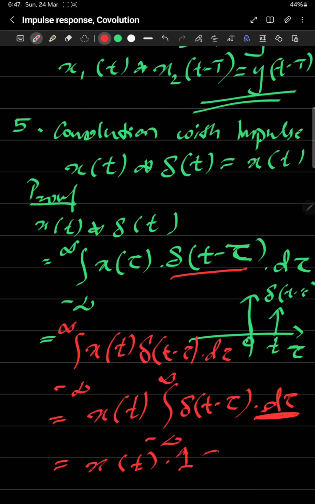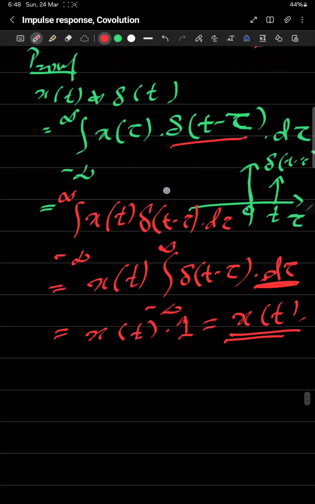Area under impulse will be 1. So you can say that this is equal to the RHS, x of t. So you can see that the integration, convolution with delta of t, your result will be simply x of t. So that's all about convolution with impulse.